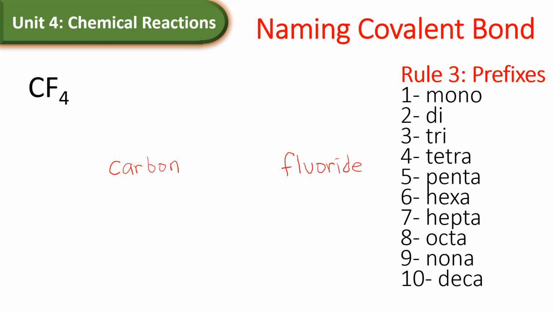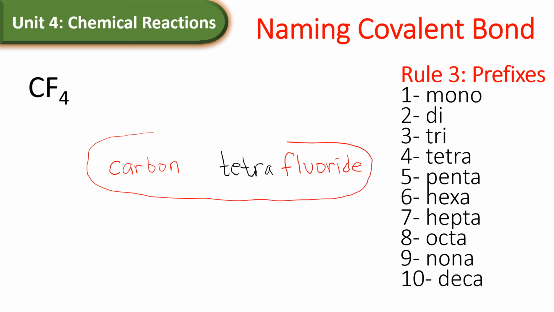Now, let's look at how many carbons are there. There is 1. So again, what is rule number 4? Do not use mono on the first element. So meaning, do not write mono in front of your carbon. Okay? So let's go with element number 2. Your fluorine now becomes your fluoride. How many atoms of fluorine are there? There are 4. So we are going to write the word tetra. So carbon tetrafluoride is your final answer.